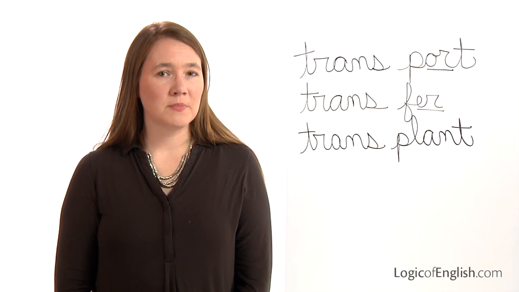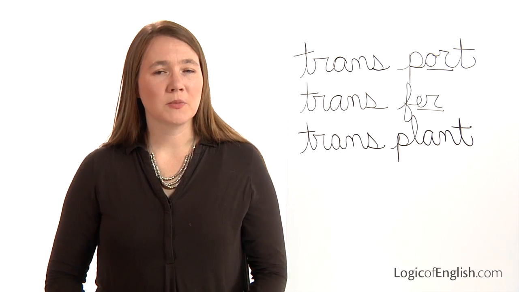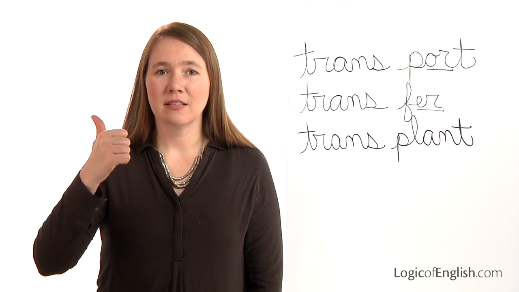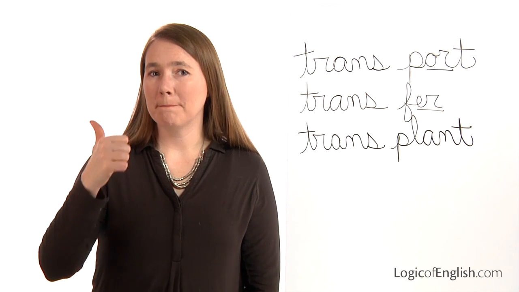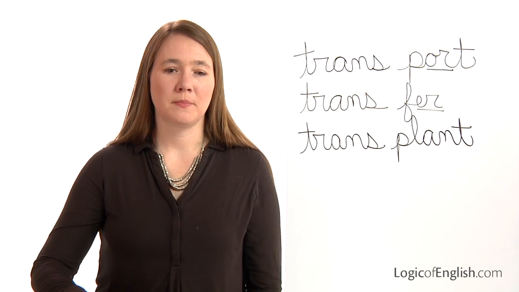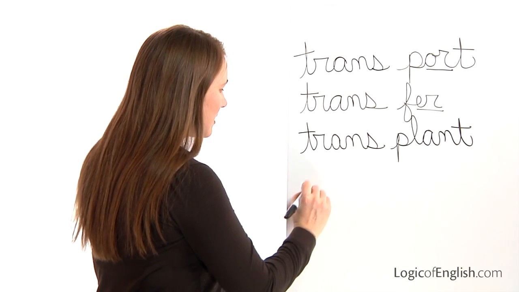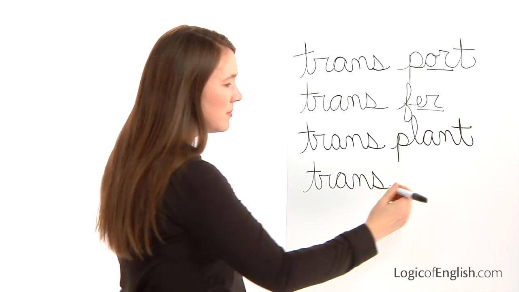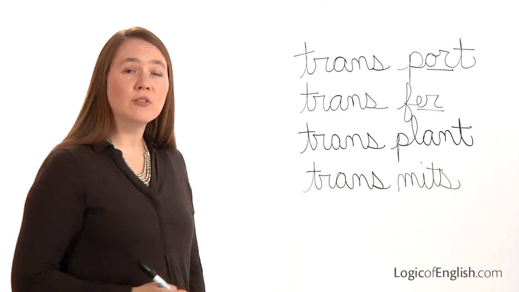The last word is transmit. The tower transmits the signal to your cell phones. How many syllables in transmits? 2. The first syllable is trans, t, r, a, n, s. The second syllable is mits, m, i, t, s. Go ahead and write transmits. And now help me to write it. The first syllable is trans, t, r, a, n, s. The second syllable is mits, m, i, t, s. And once again, it's all first sounds.